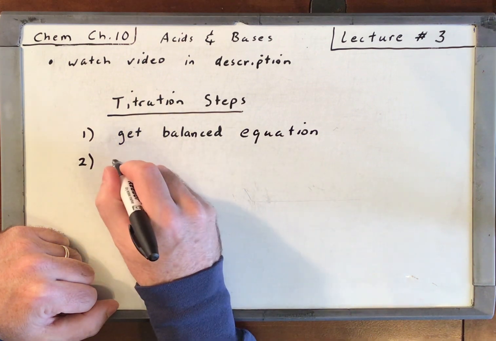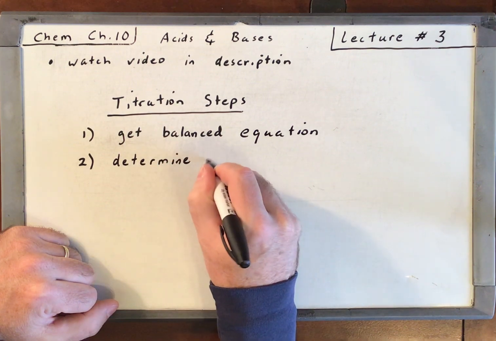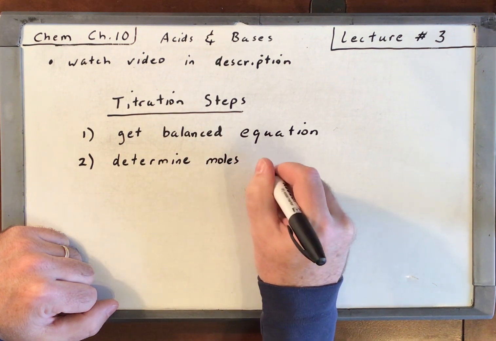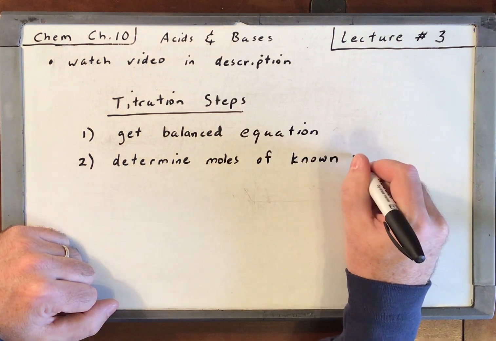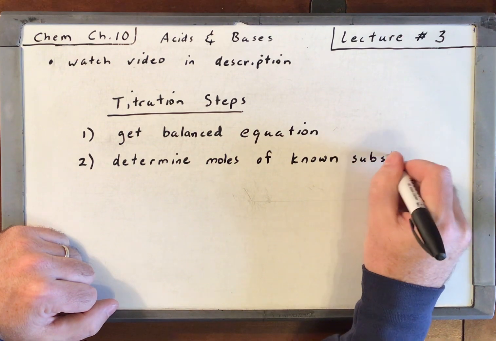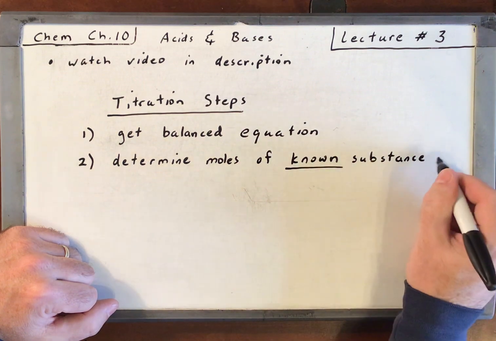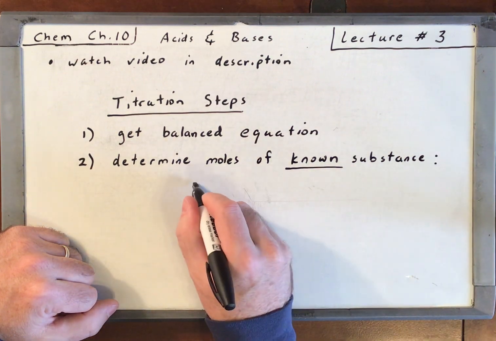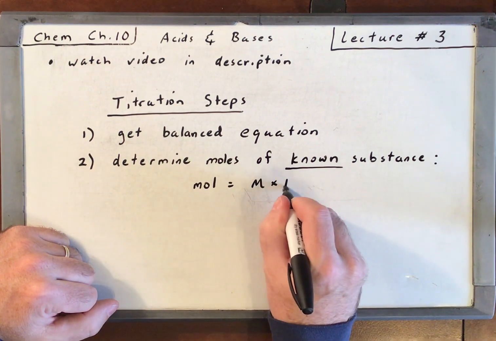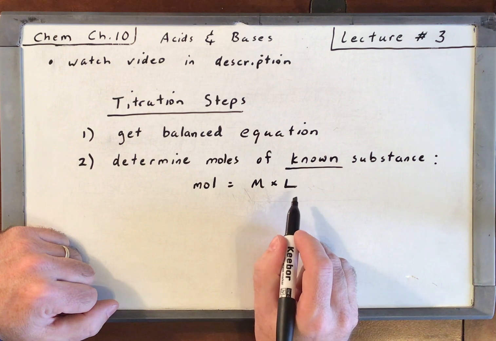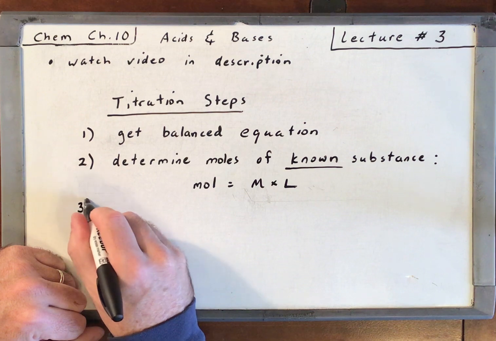Step 2, we're going to determine the moles of the known substance. So you will always know the concentration of one of the substances. It can be the acid or the base. And the way you do that is moles is equal to molarity times liters. We're rearranging the molarity equation like we did in lecture number 2.